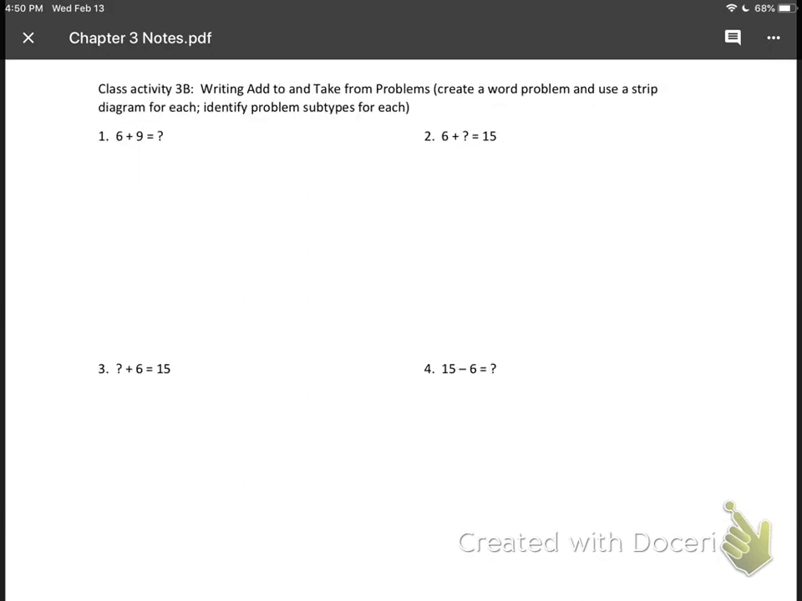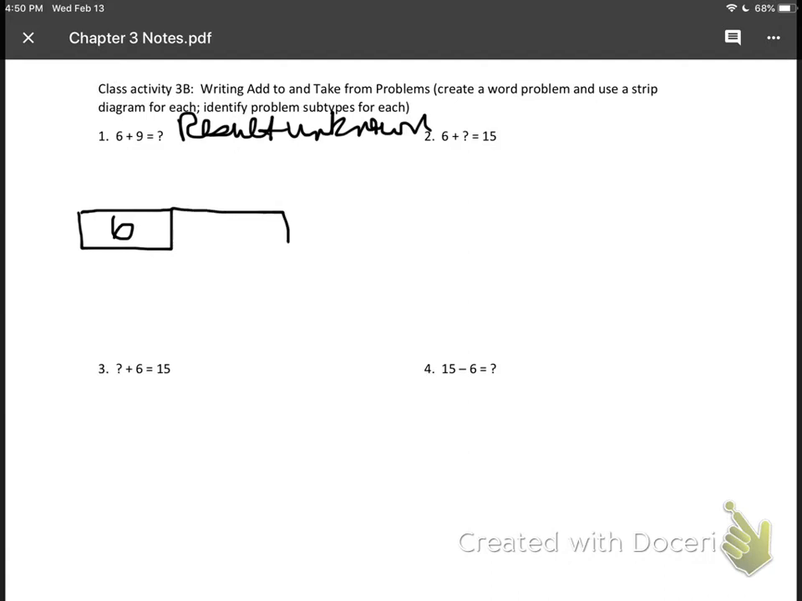Okay, here are the first 4 problems of the class activity 3B in the back of your textbook. So in the first problem, the subtype is result unknown. So this is a result unknown problem. So think of a word problem that you can have. I said, for example, if Mary had 6 pens and then she purchased 9 additional pens, how many pens does she have in all? The result is unknown. You would add those numbers and you would get 15 for your answer.